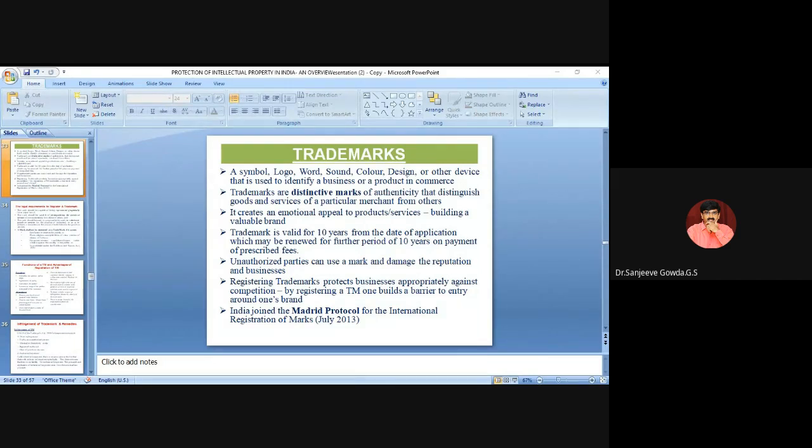So these are the things about industrial property at the national level, like patent, trademark, and designs. Friends, if you have any doubt or any comments, please ask.